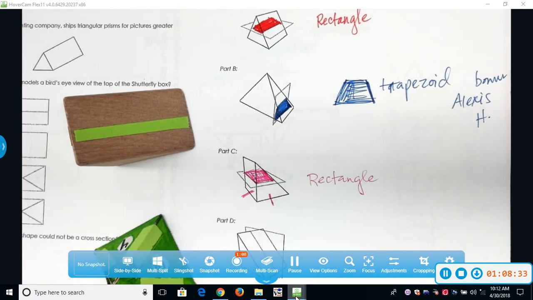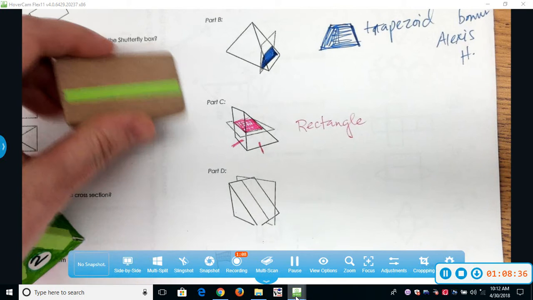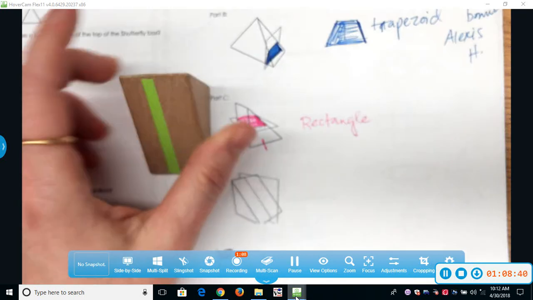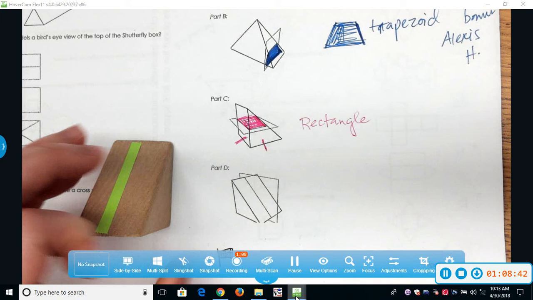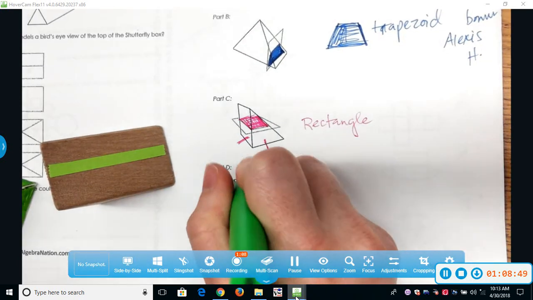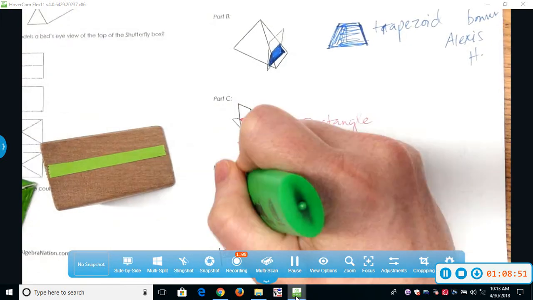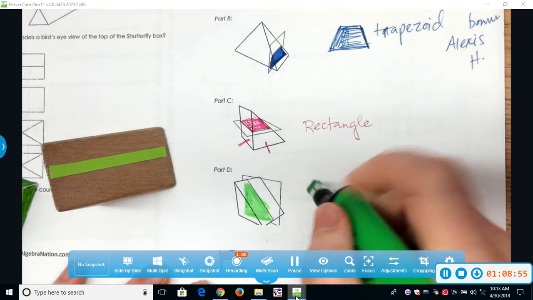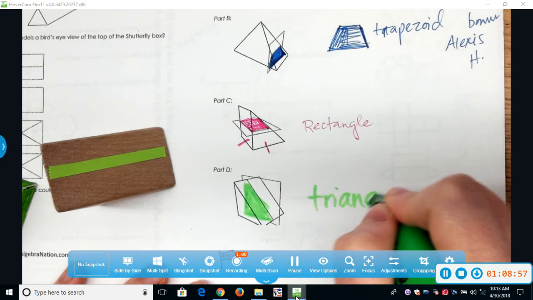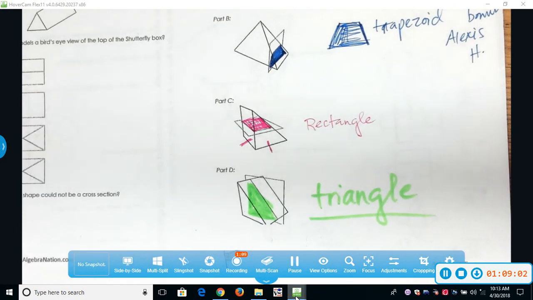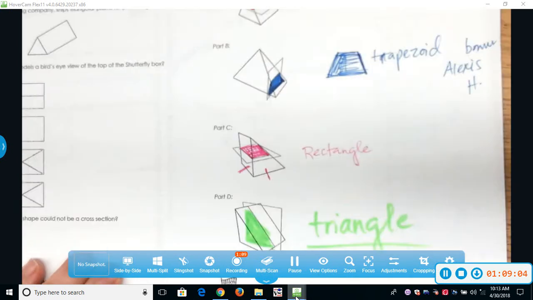They did not. Alright, and again, this is why it's got this green line. I've sliced down this green line. And what shape is left? Yes. Yes. This one's a triangle. Cool. So these are fun because they're more visual.